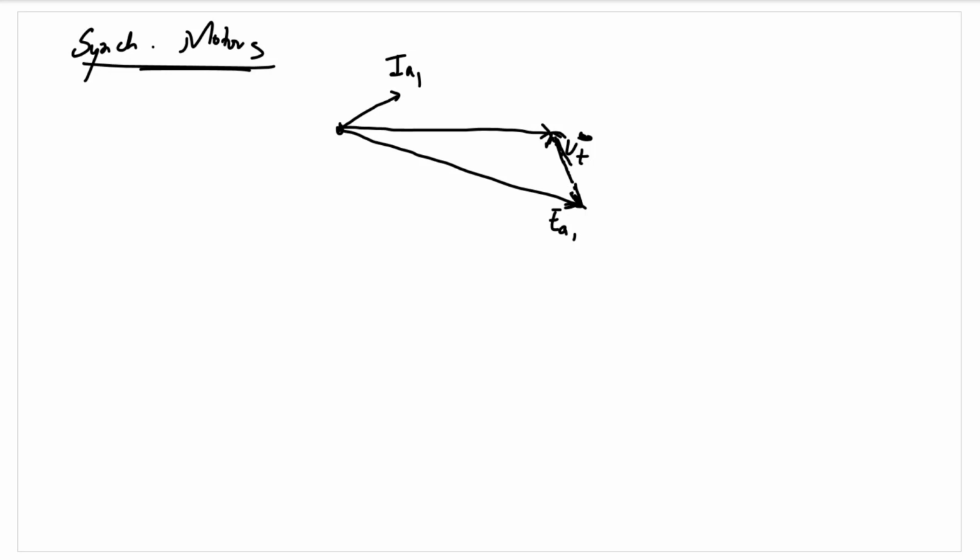So here the real power is changing. We are not changing the field current. Since field current is not changing, Ea will not change. Ea will remain constant. So using this line, we'll have to draw a semicircle.